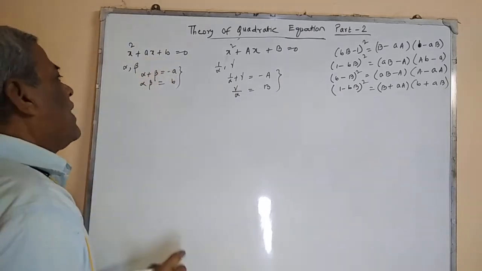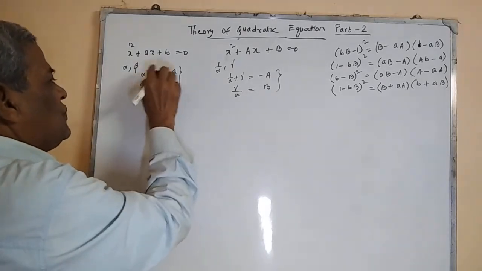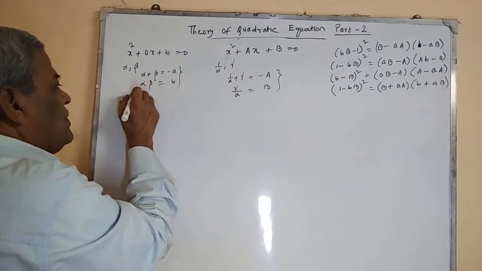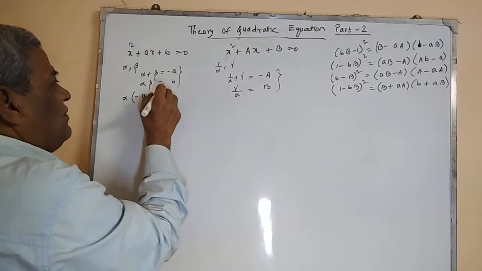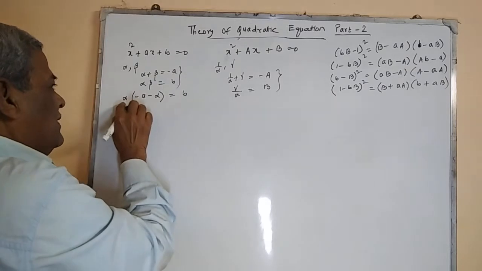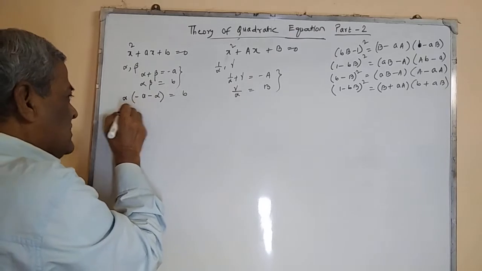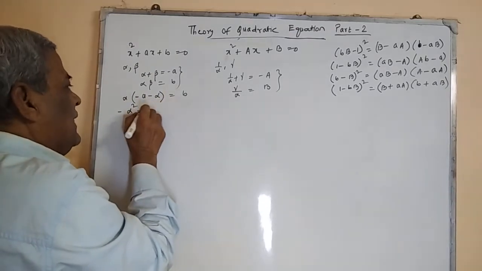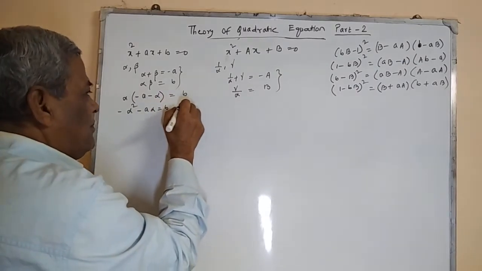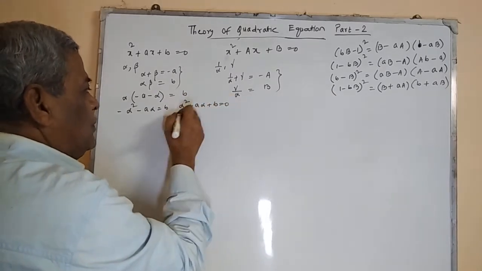From these two, let us eliminate beta. Alpha into beta means alpha into (minus A minus alpha) is equal to B. I replace the value of B from there. So minus alpha square minus A alpha is equal to B. That is alpha square plus A alpha plus B is equal to 0.